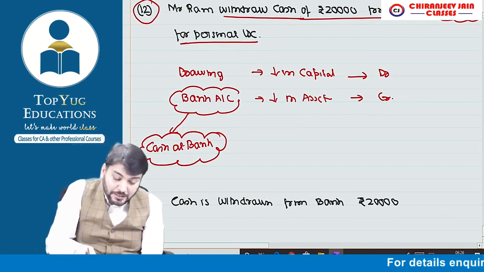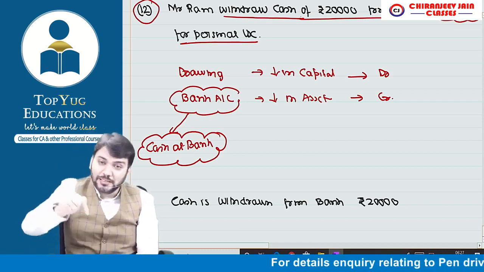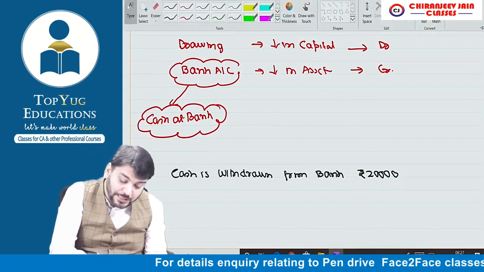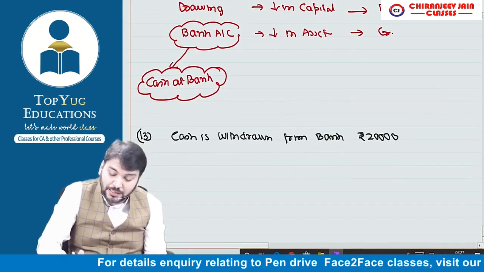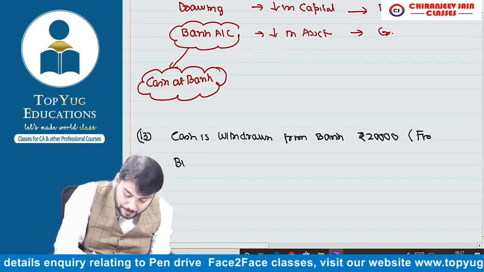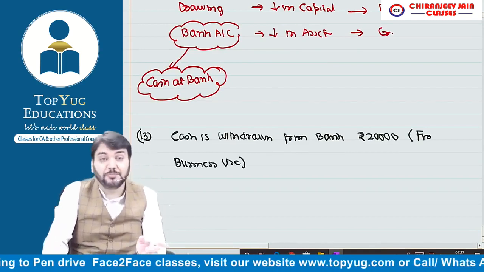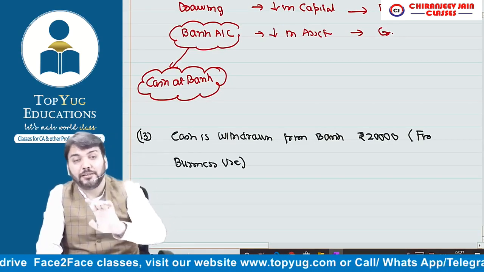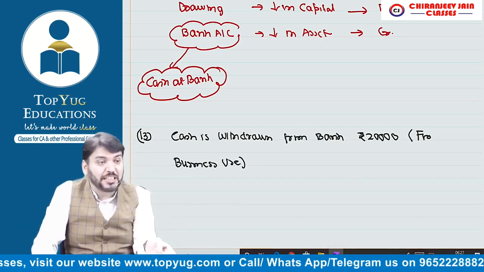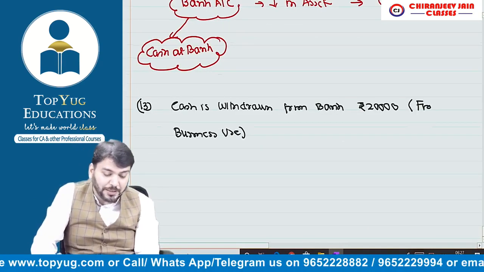Now in 12, cash is withdrawn from bank for personal use. Here, cash is withdrawn from bank, if nothing is given, it is always for business use. So when I'm saying cash withdrawn from bank and nothing is given, this cash is withdrawn for business use. Understood what I'm saying? Tell me, what will happen here?